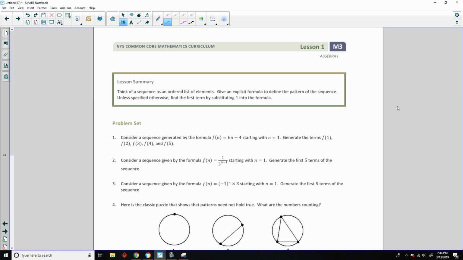Okay, that is the end of lesson 1 from module 3. Review the lesson summary and go do your problem set.